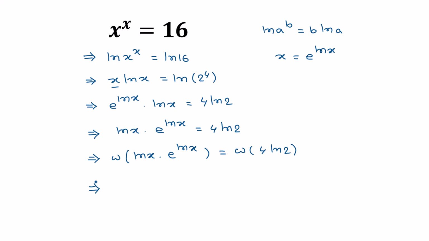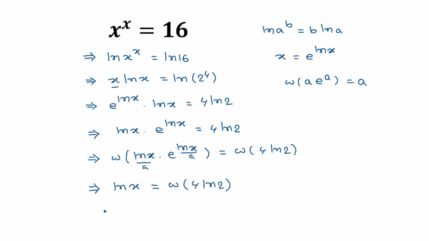Now applying this formula, W of a times e to the power of a can be written as a. So applying this formula, consider ln of x as a. So we can write this term as a, that means ln of x. So ln of x is equal to the right side, W of 4 times ln of 2.